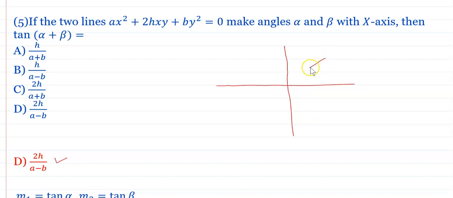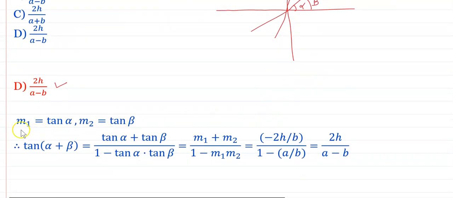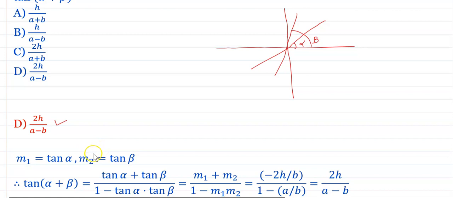These two lines pass through the origin. One line makes an angle of alpha and another makes an angle of beta. Therefore, the slope of the first line m1 is tan alpha, and m2 is tan beta. Then what is the angle between them?